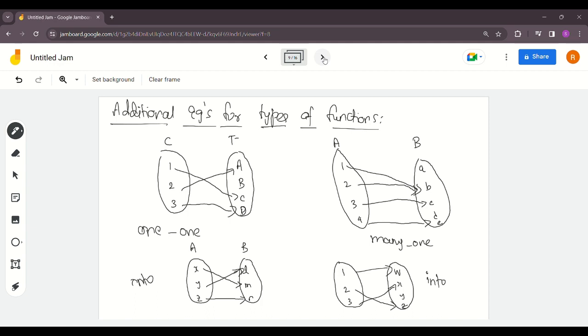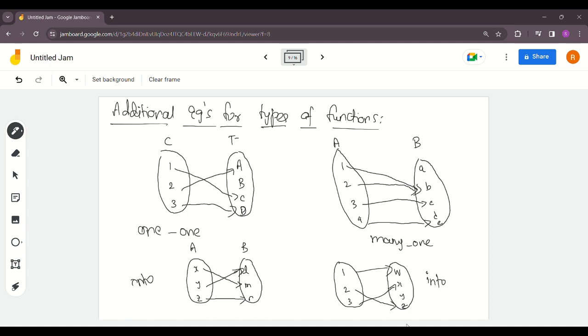And onto function is a very simple concept. Range should be equal to codomain. Range, as I told you in relations, the same concept applies here also. It is the used part of the right hand side. Codomain is your entire right hand side. So here, all the values of the right hand side are being used. L, M and N is nothing but your range. Codomain is also L, M and N. So if the used part of the right hand side and the codomain are equal, hence it is called an onto function. Simple as that.